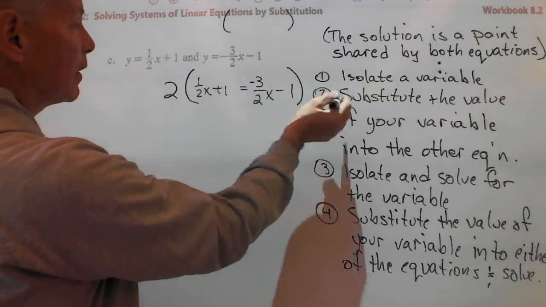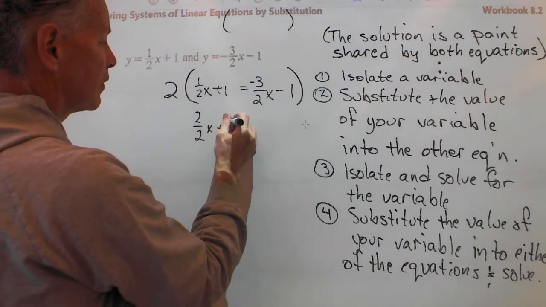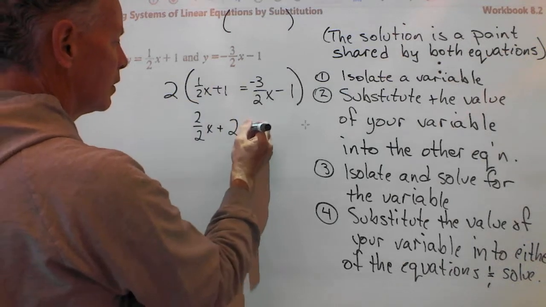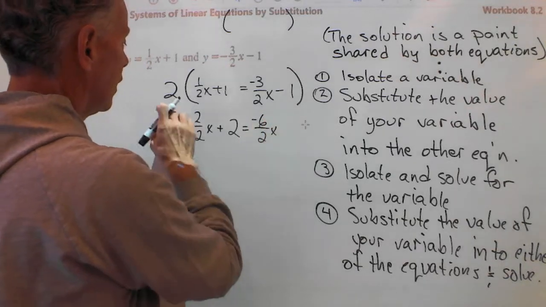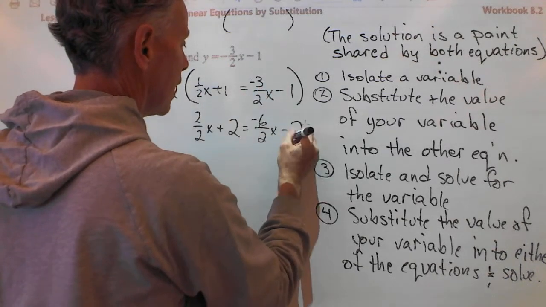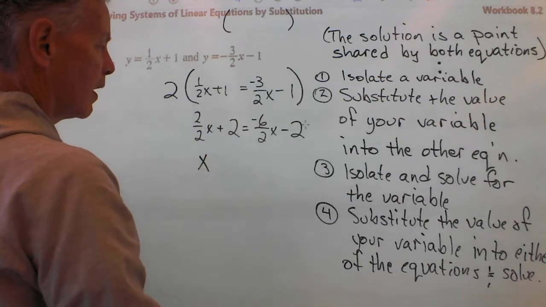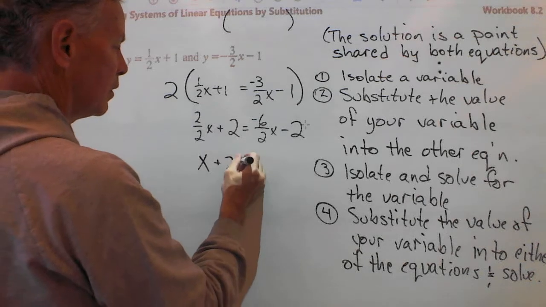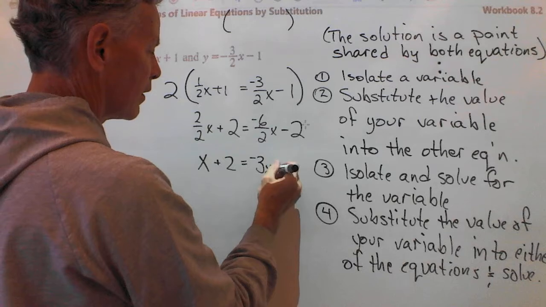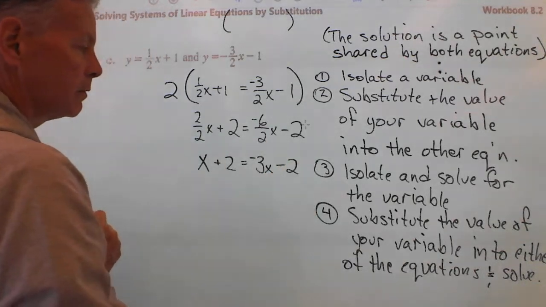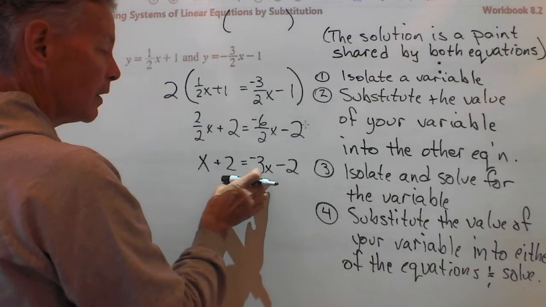So multiply everything through by 2, that gives us 2 over 2x plus 2 times 1 is 2, 2 times -3 is -6 over 2x, 2 times -1 is -2. This will simplify. 2 divided by 2 will give you 1x plus 2. -6 divided by 2 will give you -3x minus 2. Okay? Simpler, yes?